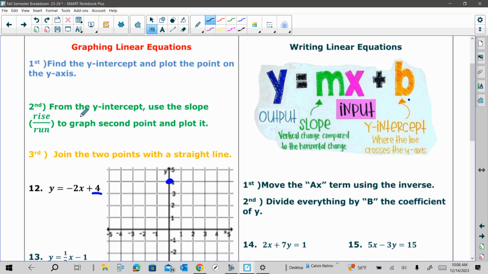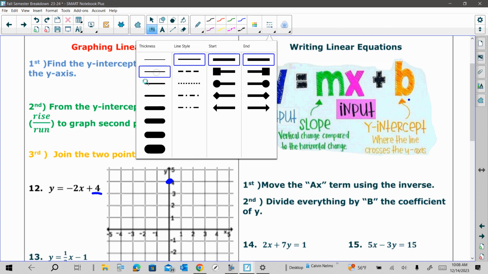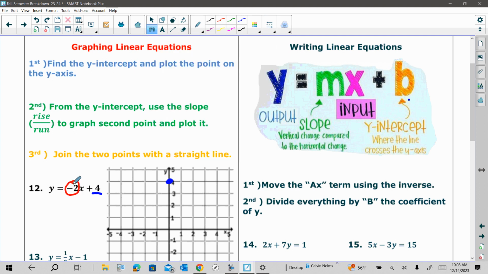Then it says, from the y-intercept, use the slope. The slope is always, when it's in slope-intercept form, the number in front of x. So my m here is negative 2 over 1. I want to write it as a rise over run. So I put my pencil on this y-intercept. A negative 2 means I'm going down 2 and then to the right 1. And then we just join the 2 points. This is all it'll ask you to do, join at least 2 points on Alex as well.